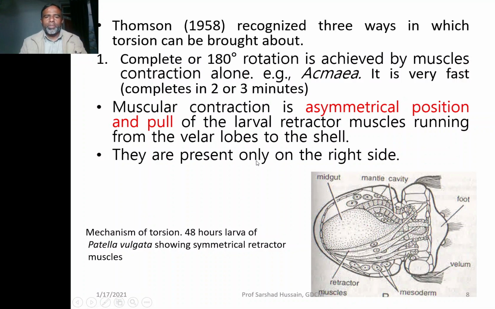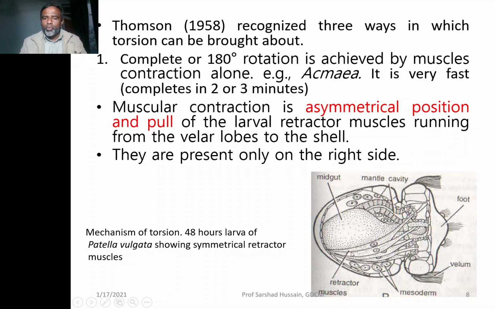They are also present only on the right side because the retractor muscles are present only on the right side. So the contraction too takes place on the right side only. No contraction is on the left side. So it is asymmetrical. One is that the muscles are positioned in the larva asymmetrically, that means present on the right side only, not on the left side.